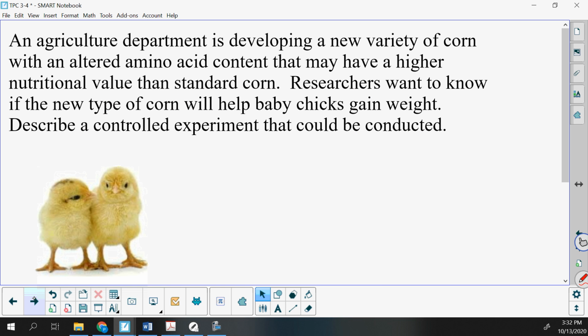In this case, we're going to work with chicks. So the agricultural department got a new variety of corn. They've switched the amino acid content in it so that it has higher nutritional value. And they want to know if the new type of corn will help the chicks gain weight. And we've got to describe the experiment. So step one should always be split into two random groups.